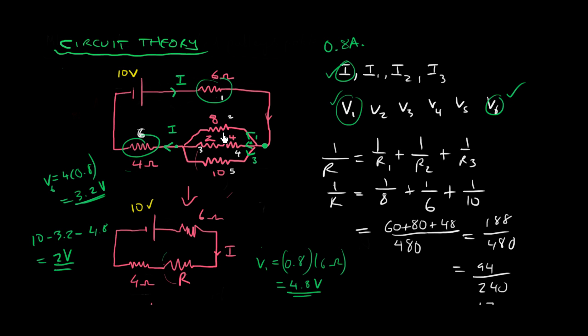Why is that useful? Because there's a drop of 2 volts from here to there, and from here to there, and from here to there. It's the same drop for all of them. So I can now know that this is 2 volts. I can now solve for all the resistors.